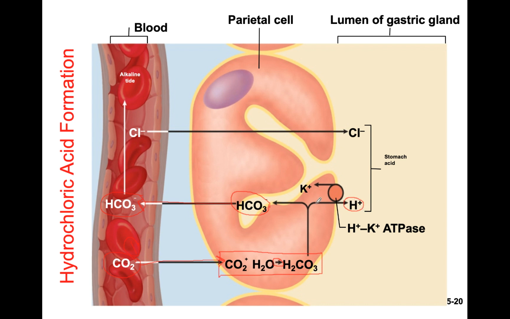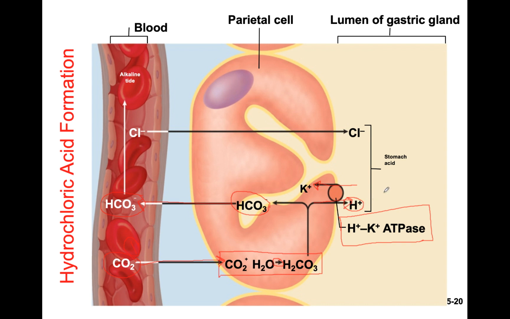So this proton will then use this antiporter, the proton potassium antiporter. You're going to take a potassium from the stomach and move it into the parietal cell against the gradient. Then you're going to take a proton and move it out into the stomach acid against its gradient as well. Because they're both moving against their gradients, you're going to require ATP to do this. So it's called the potassium proton ATPase.